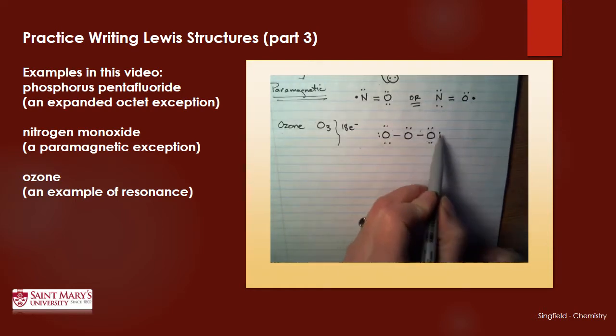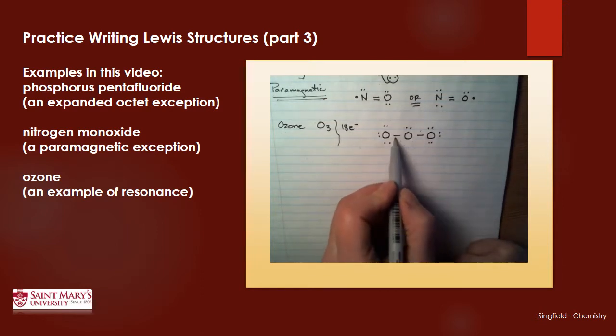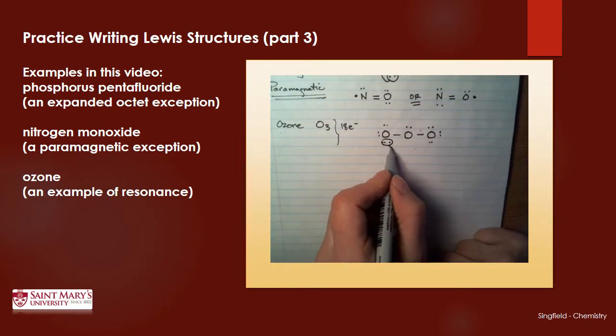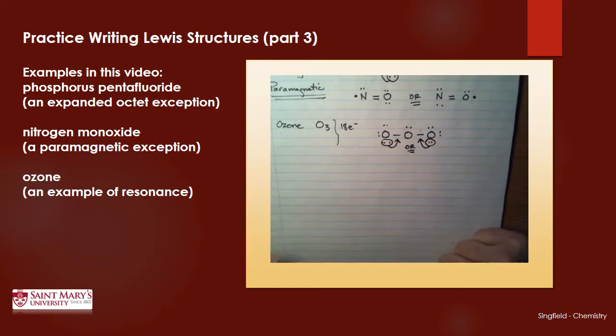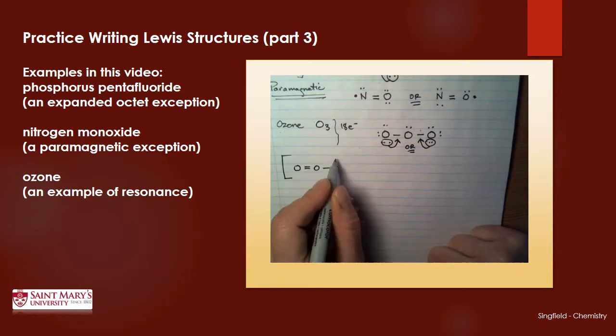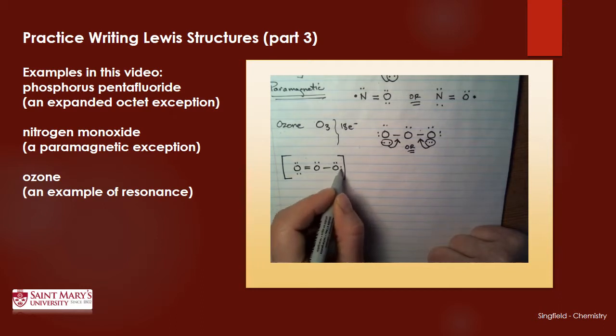So complete the octet on the outer ones, and if I still have electrons left like I did here, I'll move to the center. 2, 4, 6, 8, lovely. 2, 4, 6, 8, great. 2, 4, 6, I need a pair. So I could take it from this side, or I could take it from this side. So I'm going to have 2 resonance structures for ozone. And when I have resonance, even if it's not a charged species, I use my square brackets. So this is oxygen. I'll put a double bond here and a single. So that was like that.